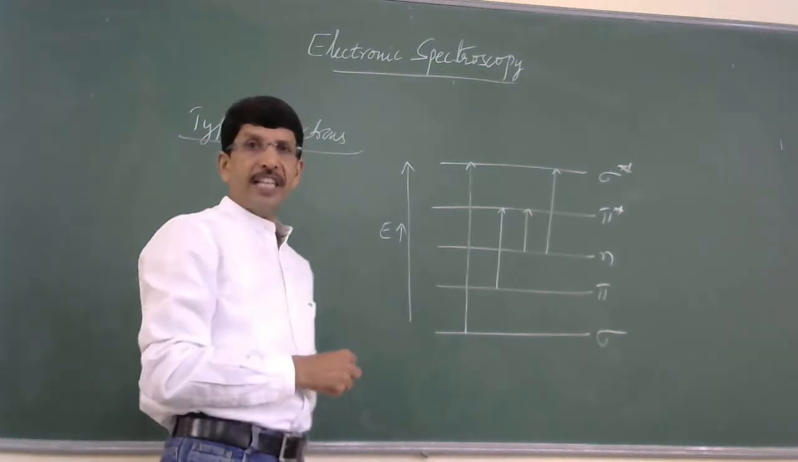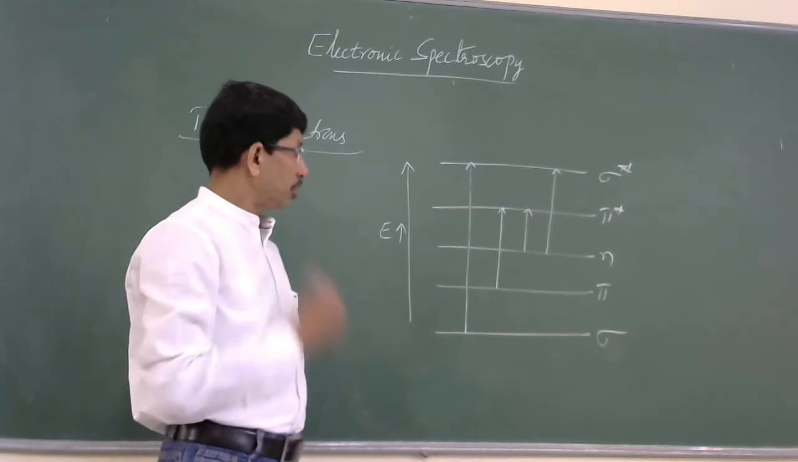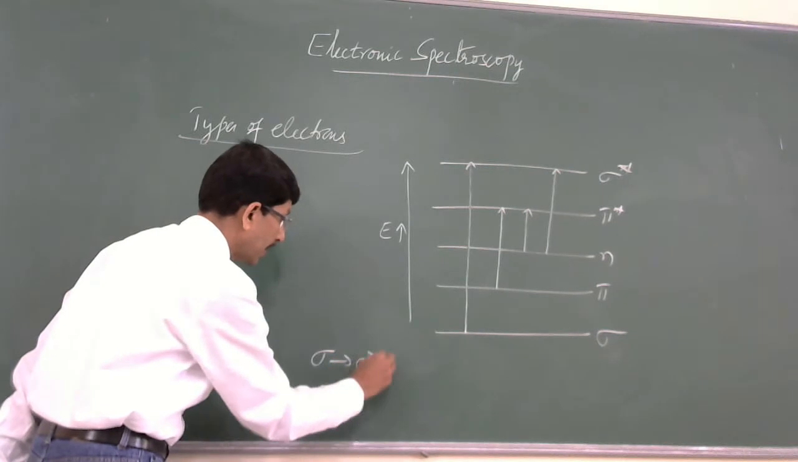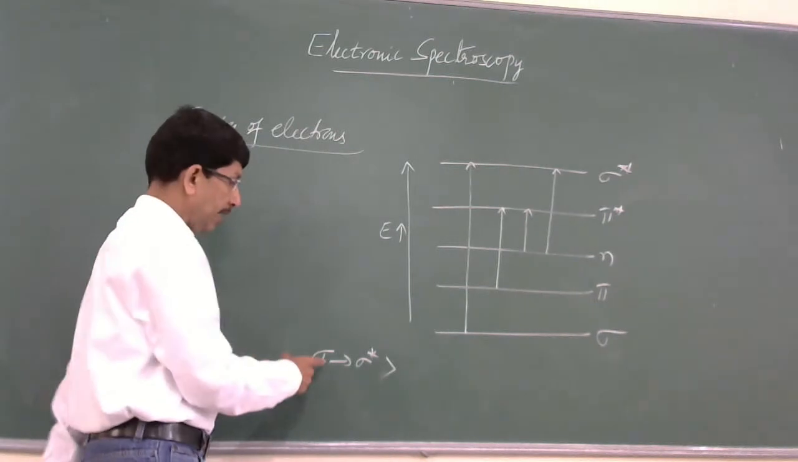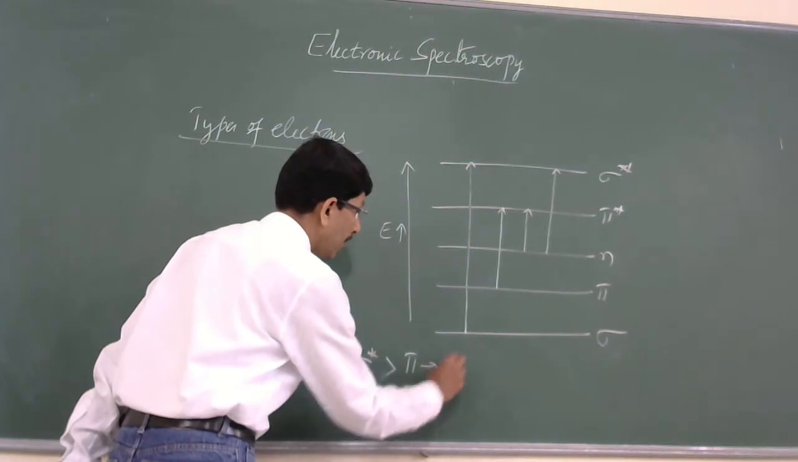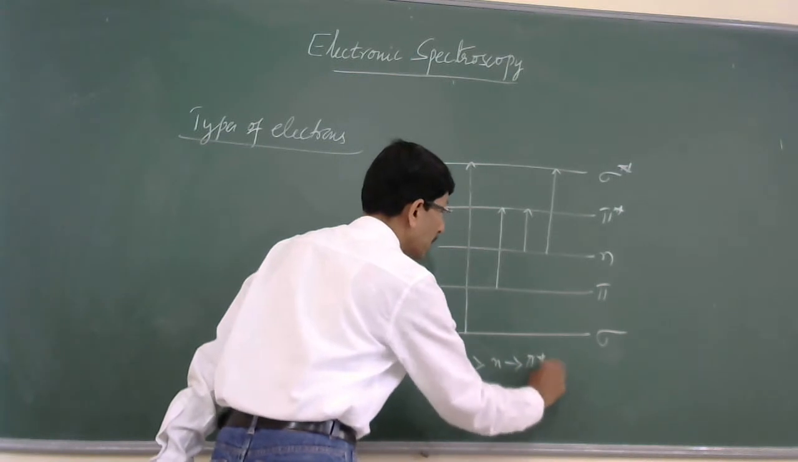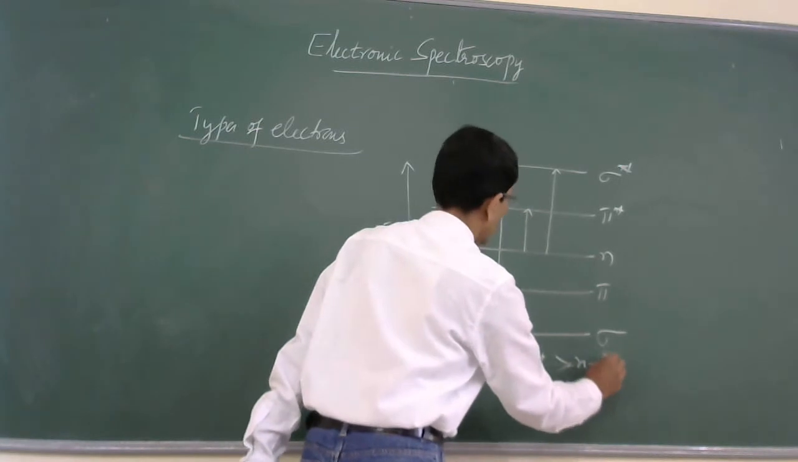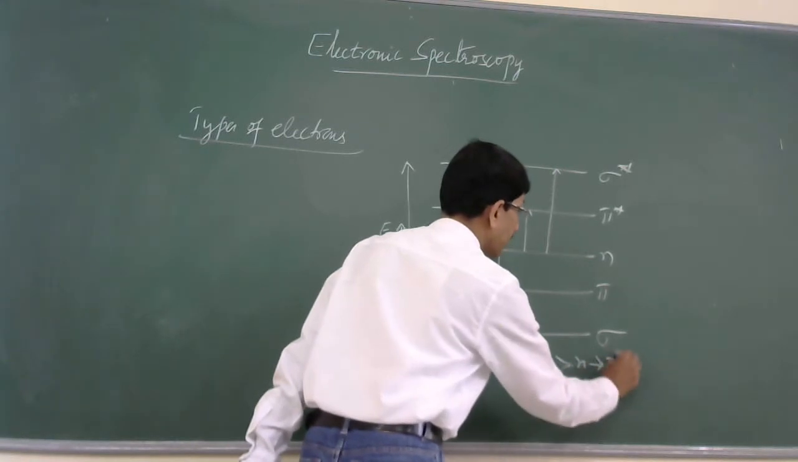So these are the types of transitions that occur during electronic excitation. Looking at this diagram, it's clear that the order of energy for these transitions is sigma to sigma star, which is greater than pi to pi star, which in turn is greater than n to pi star, which in turn is greater than n to sigma star.